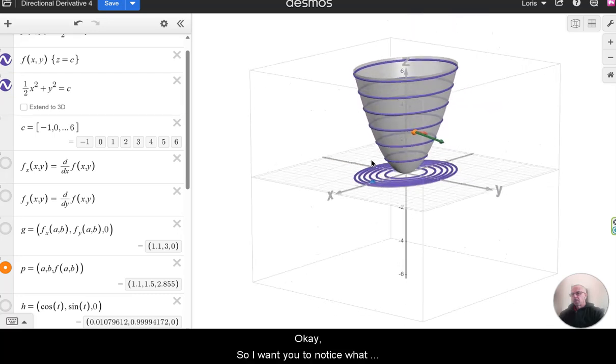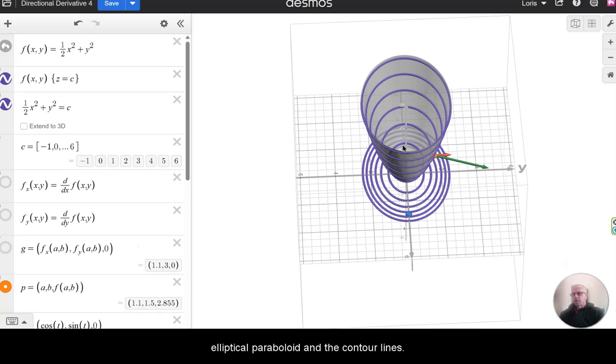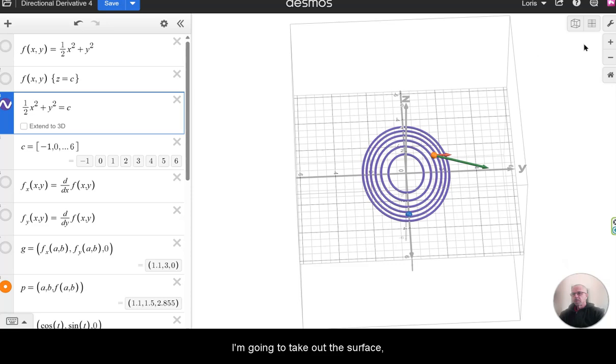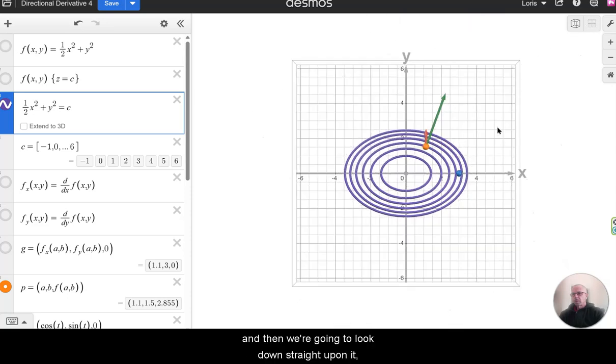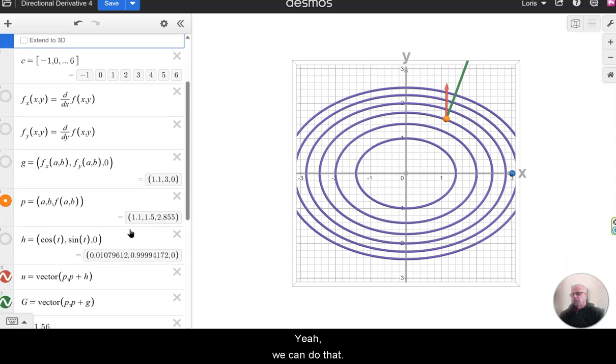Okay, so I want you to notice what happens if I look at the same situation here with this elliptical paraboloid and the contour lines. I'm going to go ahead and take out those guys there. I'm going to take out the surface, and then we're going to look down straight upon it. Maybe zoom in a little bit. Can we do that? Yeah, we can do that.